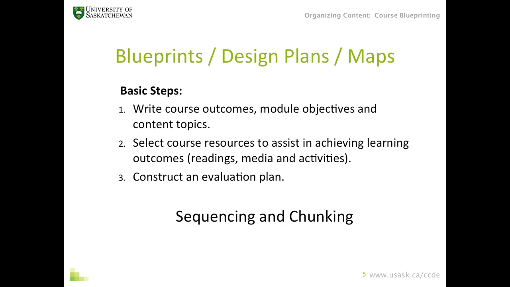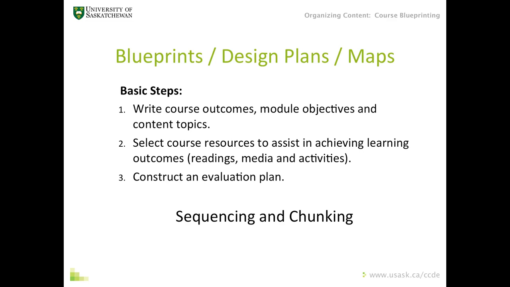So some basic steps to starting our design plan. We're going to be writing our course objectives, obviously, or our course outcomes. We want to know what the students are going to be able to do by the end of the course. Then we're going to break that down into actual module objectives or outcomes and say, okay, well, what is it they're going to be able to do by the end of each module? We're going to write our content topics. What is it they're going to be learning?